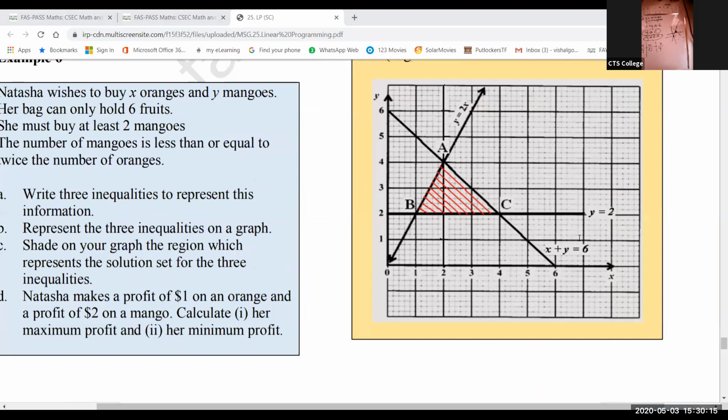So let's look at the final part of the question. It says that Natasha makes a profit of $1 on an orange and a profit of $2 on a mango. We are asked to calculate her maximum profit and her minimum profit. So anybody can tell me how we're doing that?